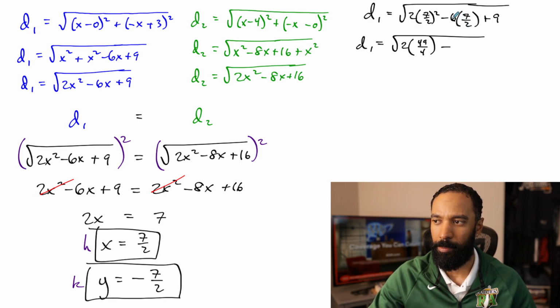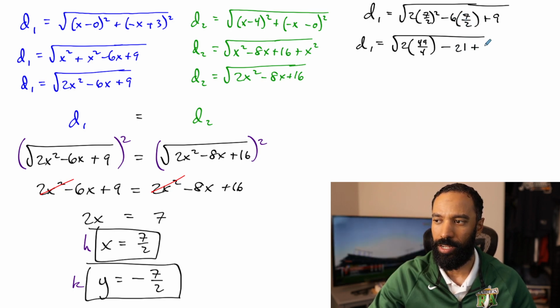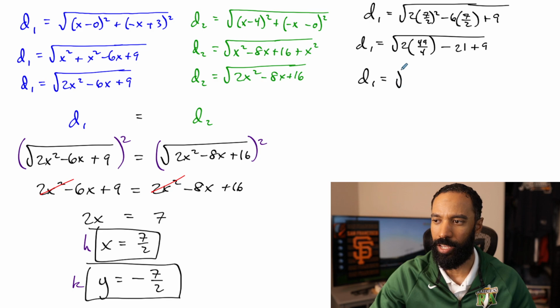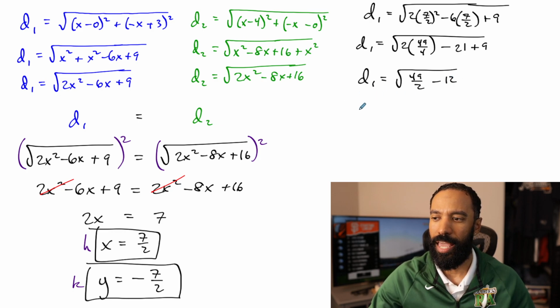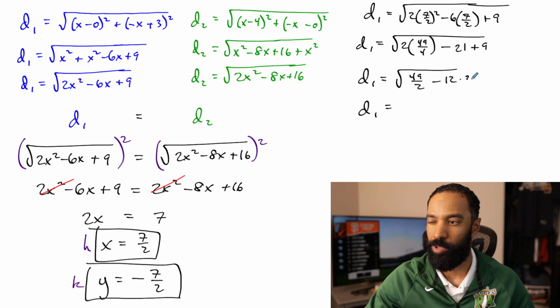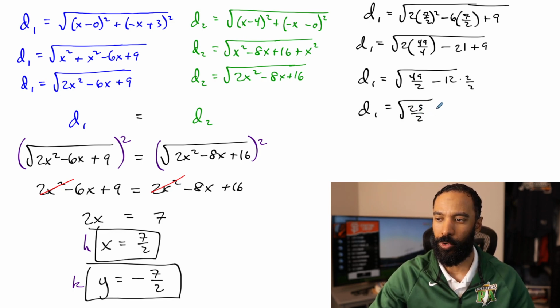So this is 2 times 7/2 squared. 6 divided by 2 is 3, times 7 is 21, and plus 9 there. I squared the 7 and the 2, 49 fourths times 2, so 49/2 there. Sorry, I've got to work out this fraction stuff. Negative 21 plus 9 is negative 12. Negative 12 also means negative 24 over 2. 49 minus 24 is 25. Oh, that's pretty good. So 25 over 2 is in the square root.